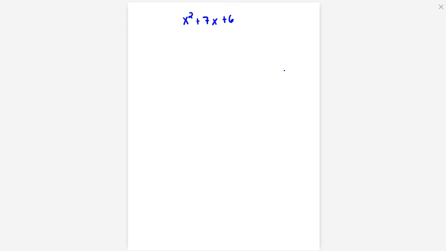So step 1 was set up your area model. Okay, and fill in. Step 2 was fill in what I know, right? So I know my first term goes here. My third term goes here. I know that this has to be x, this has to be x, so I'm looking for the other parts here and here.